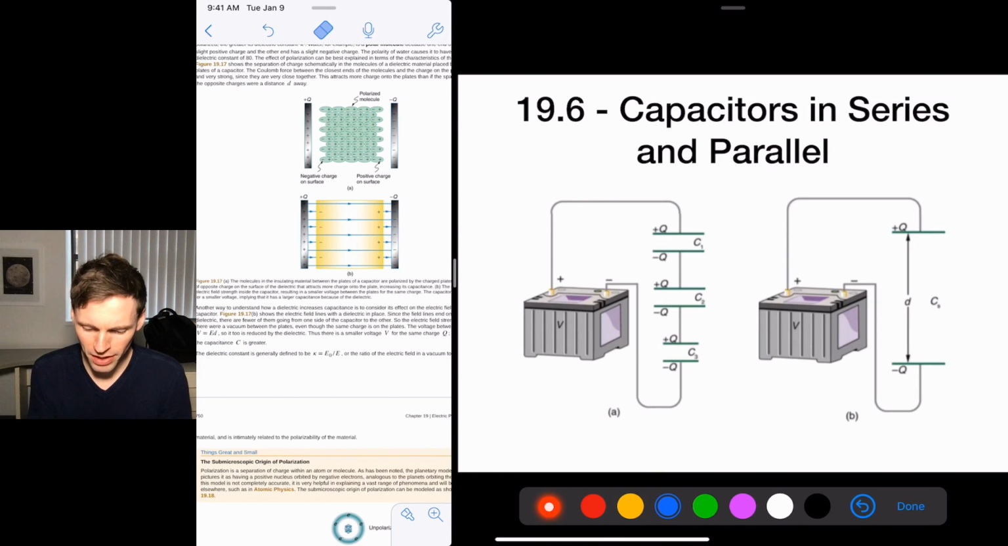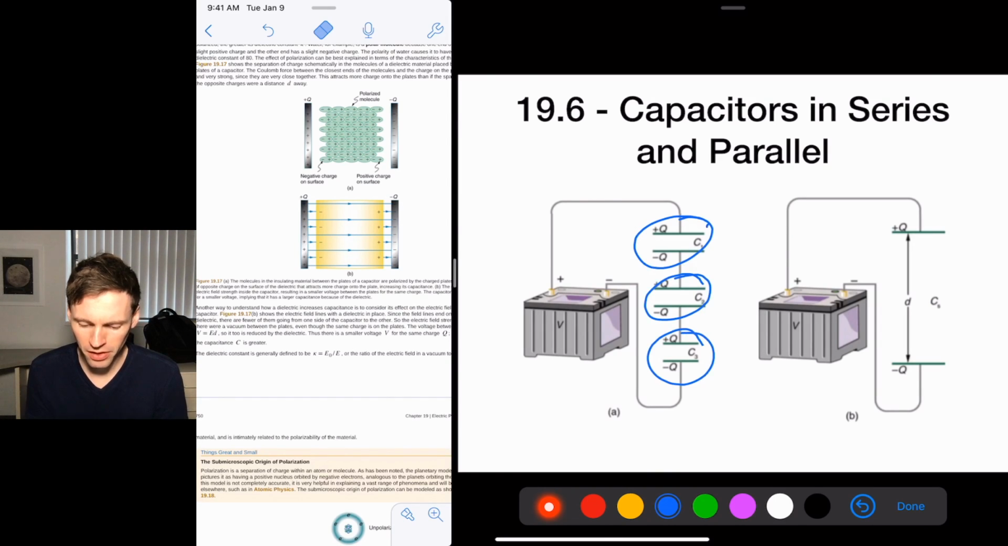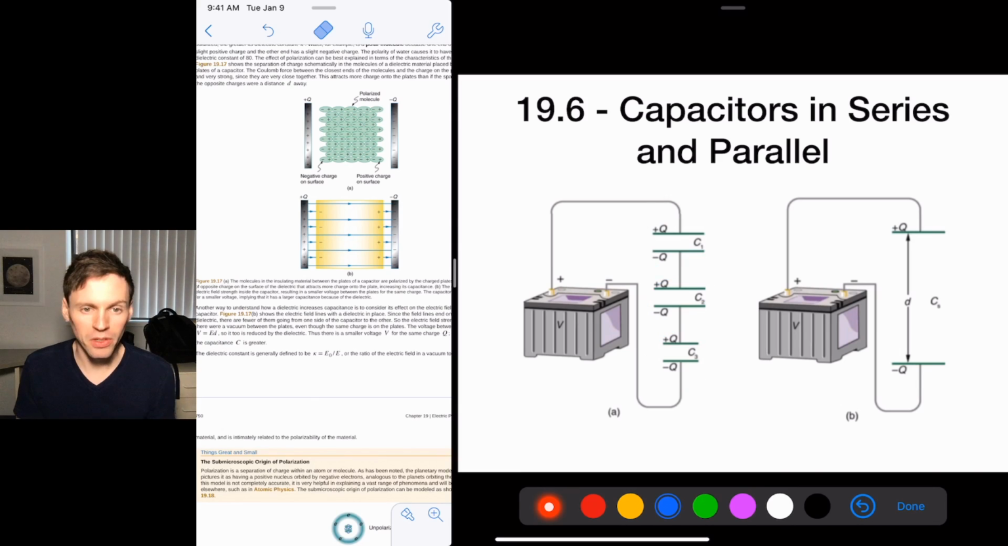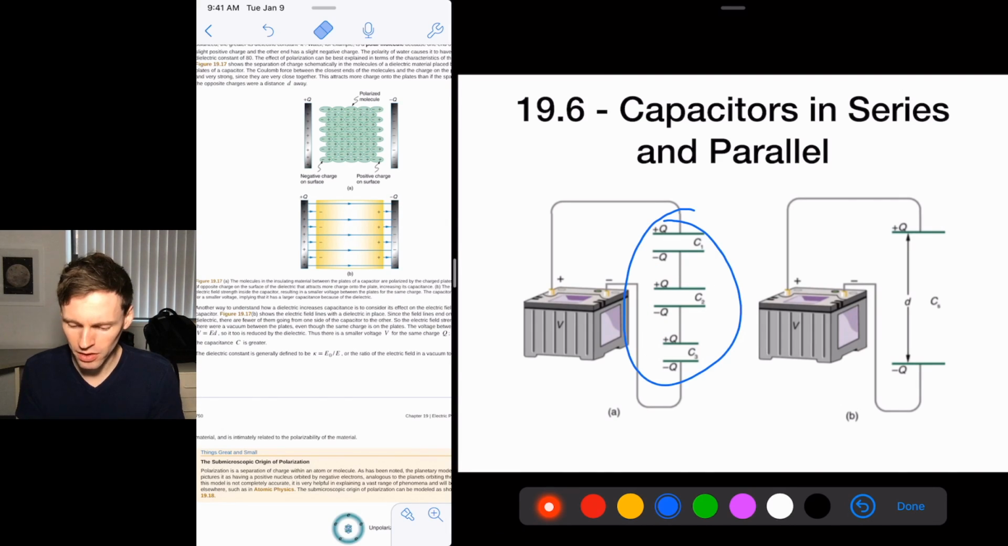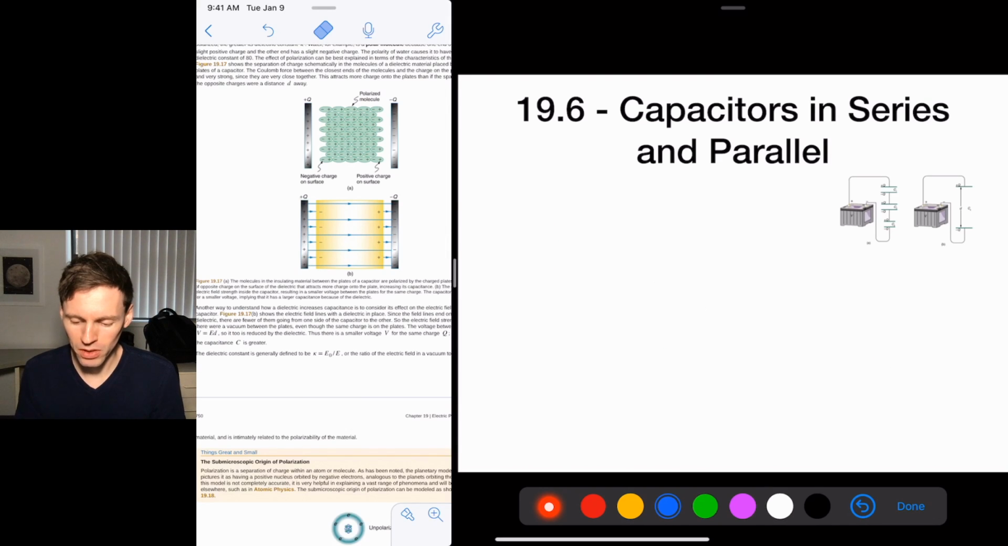This is an example of that. You've got one capacitor, another capacitor, another capacitor. Now what you're going to try to do here is simplify this circuit and do the calculation as if there's only one capacitor there. So the question is, how do you combine these capacitors together in order to simplify it down?